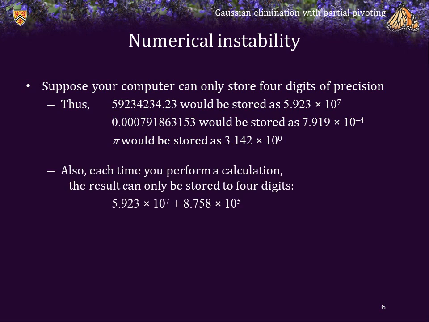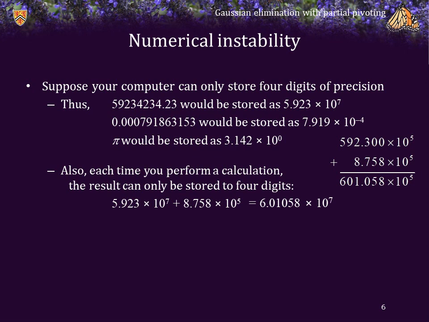Also, every time you performed any form of calculation, the result could only be stored to 4 significant digits. So if we were to add these two numbers, each stored as 4 significant digits, well, you could add the two together as we see here on the right, and then we could only store those numbers to 4 significant digits. So even though that is the correct answer, we'd have to store this as 6.011 times 10 to the 7, basically rounding to the closest 4 significant digit number.